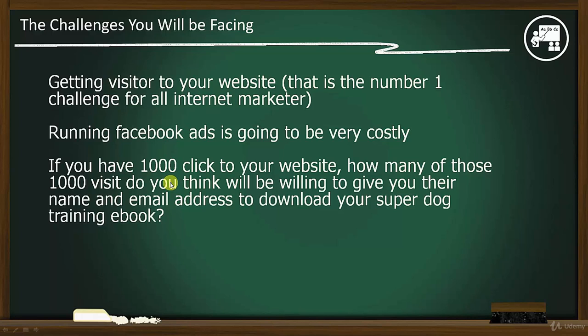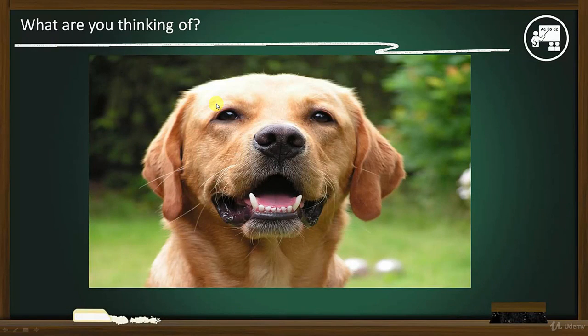Definitely you won't get 1,000 subscribers if you only have 1,000 clicks to your landing page. The percentage could be as low as 5% or even less. So if you have 1,000 clicks, you may get 50 subscribers if you are lucky enough. So if you want to build a 1,000 email list, then we do the maths, you probably need about 20,000 clicks to your website. To have 20,000 clicks to your website, how much are you going to spend on Facebook ads? I leave it to you. Just what are you thinking of?